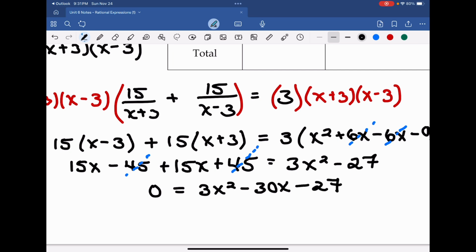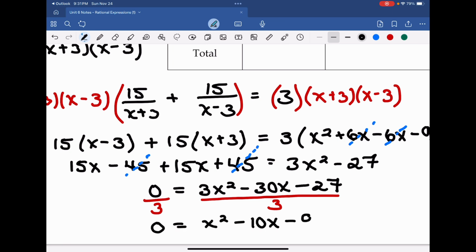And the astute student in you should be like, hey, wait, there's a common factor. There's a greatest common factor, or a GCF. I can divide all of the terms by 3. If I divide all the terms by 3, here's what it gives us. 0 is equal to x squared minus 10x and then minus 9.